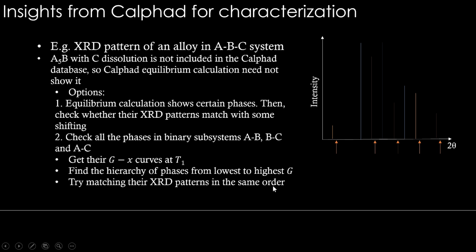What we are talking about is to take the AB binary, BC binary and AC binary. See what the possible phases are in them, the stable phases in the diagram. Collect all of them. For those phases, see how the Gibbs energies are. Then get the phases in the hierarchy of Gibbs energy, from the lowest to highest, and give preference to the phases having the lowest Gibbs energy. Try matching their patterns first with some shifting. In that way, CALPHAD can help. If not a G versus X diagram to get the hierarchy, at least the binary phases from the phase diagram should be considered before sitting down to analyze the XRD pattern.